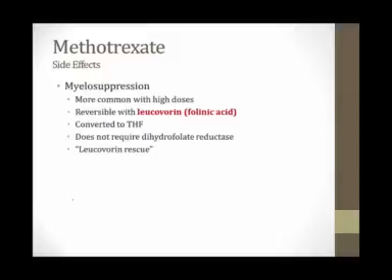Just like many of the drugs in this module, a major side effect is myelosuppression. This is more common with high dosages, especially those used to treat malignancies. The myelosuppression can be reversed by giving a drug called leucovorin, which is folinic acid. Leucovorin is converted to tetrahydrofolate but does not require dihydrofolate reductase. Therefore, it can reverse the myelosuppressive effects of methotrexate. This is called the leucovorin rescue.